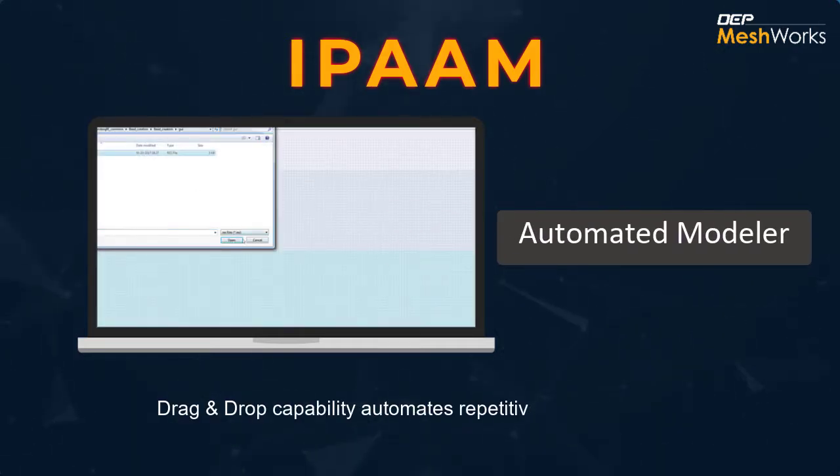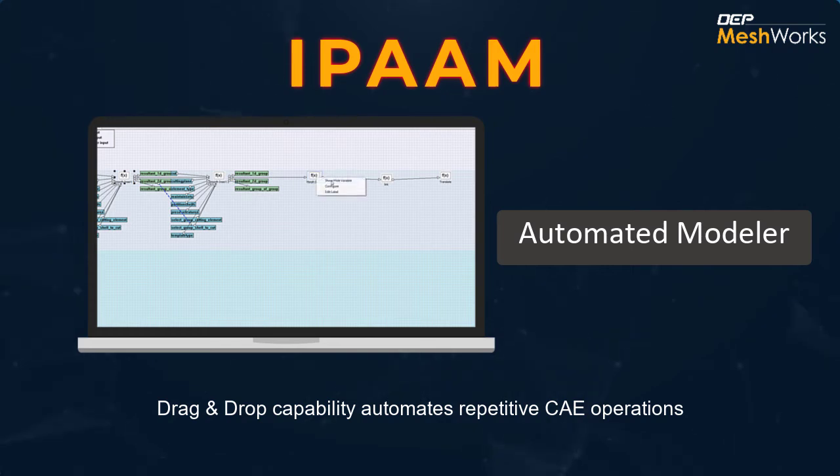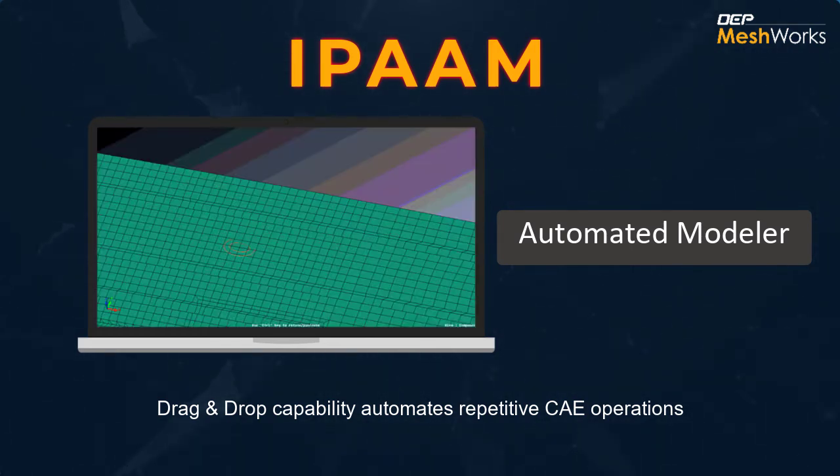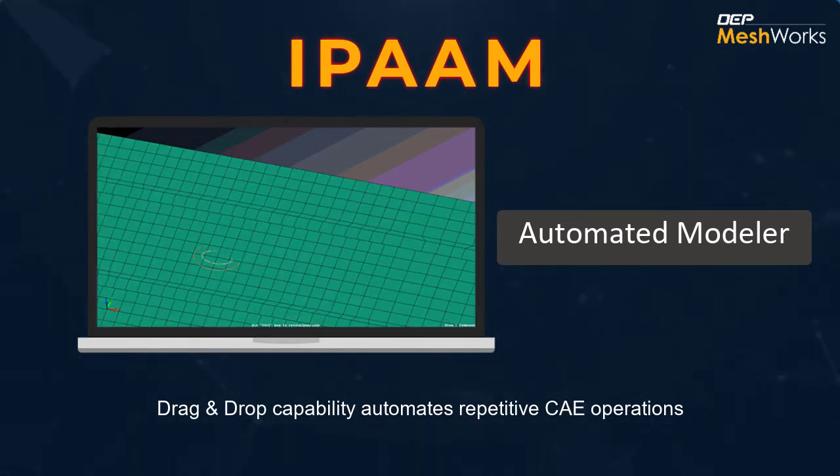A stands for Automated Modeler. Repetitive CAE processes can be automated in a user-defined GUI without any programming expertise by just drag and drop functionalities, which are model independent and easy to integrate.